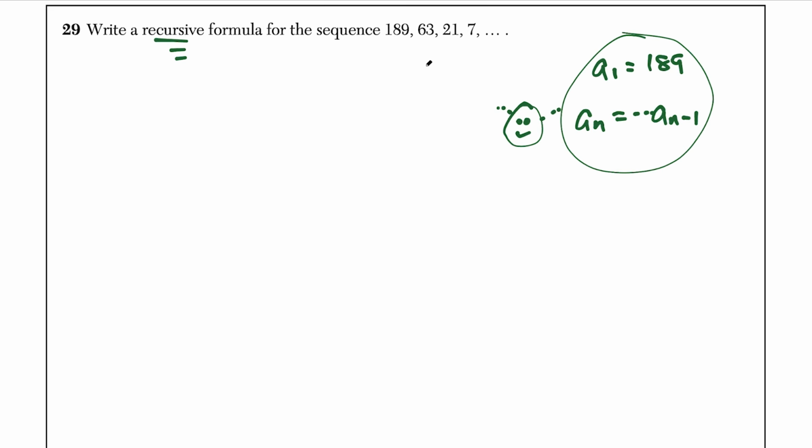And then the next thing that we have to know is what type of sequence is this? So let me just draw that a little bit neater. So is this an arithmetic sequence or a geometric sequence? So I noticed to get from one term to the next that we're dividing by 3.